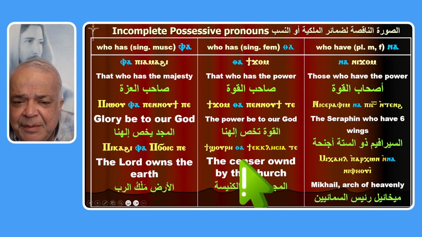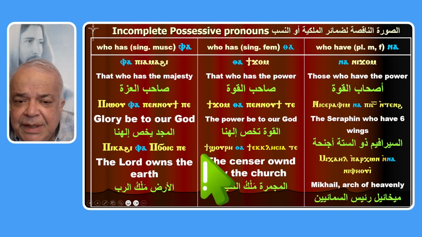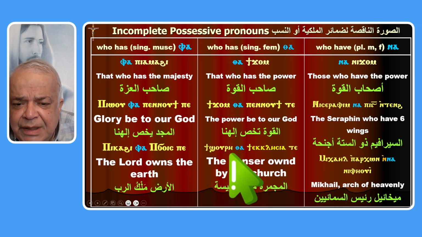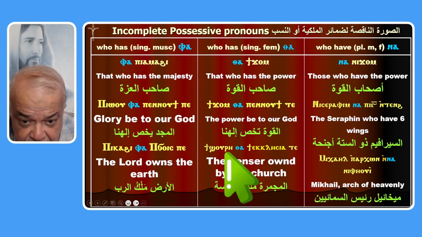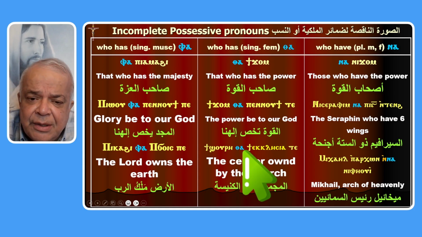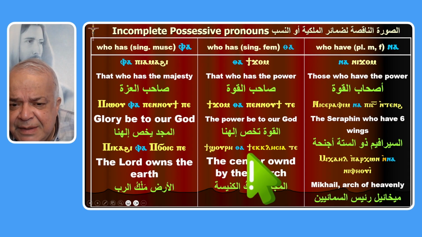Another example for feminine. Ti shori tha ti ecclesia te. Ti means the for feminine singular. Shori, shai, o, epsilon, rho, eta. Shori is a censer. As you notice, it's feminine, so we have to use tha, belongs to for feminine singular. Ti, the for feminine singular.